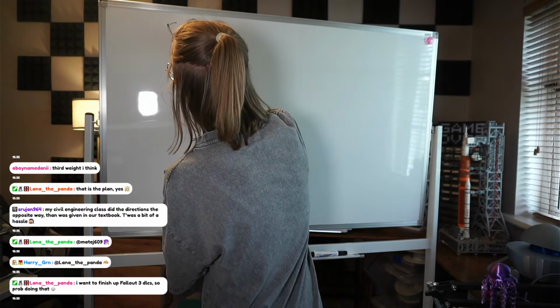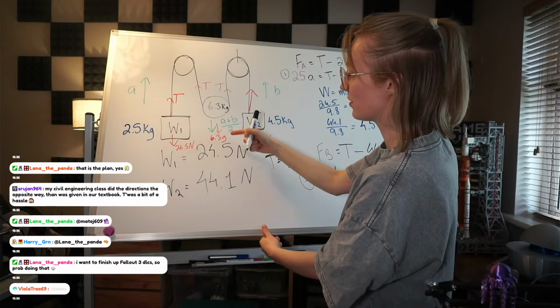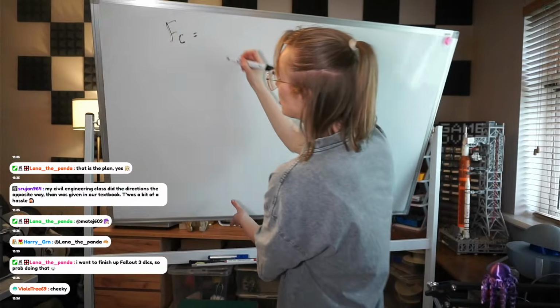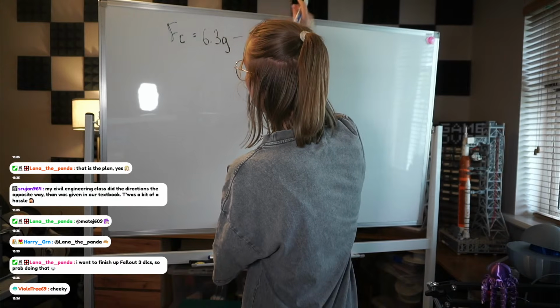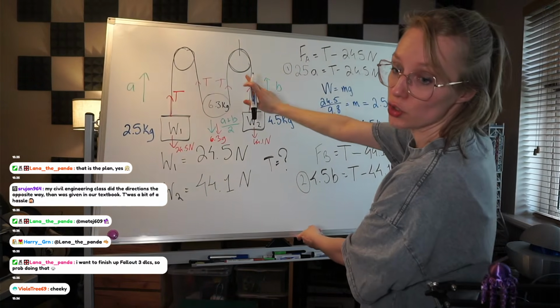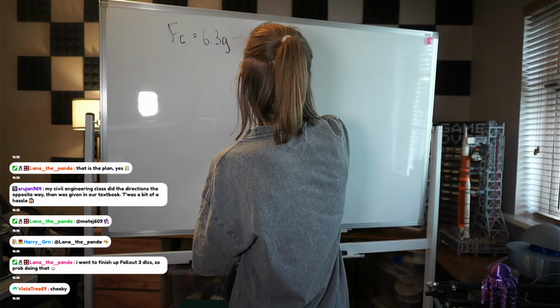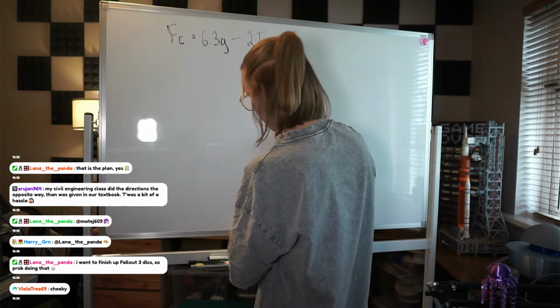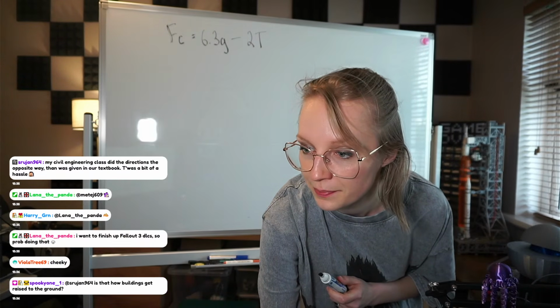C is equal to, so I've taken downwards to be positive. So 6.3g is going to act downwards. It's in the same direction. Minus, what's going up is the two T's. Two of them are going up. Minus, in fact, I think this fits the exam paper. If I'm not mistaken.